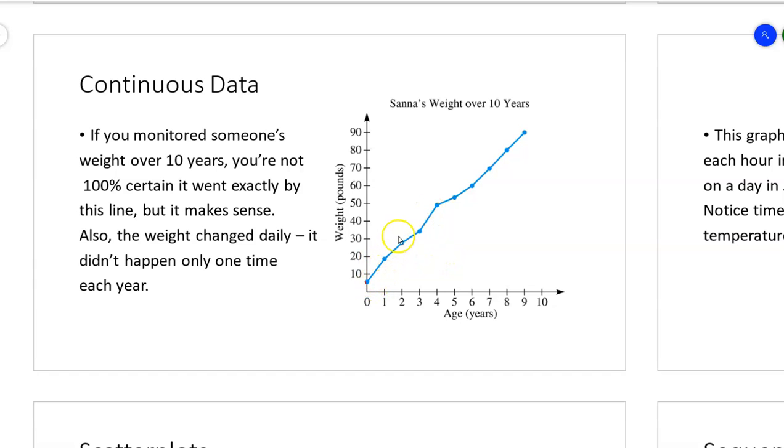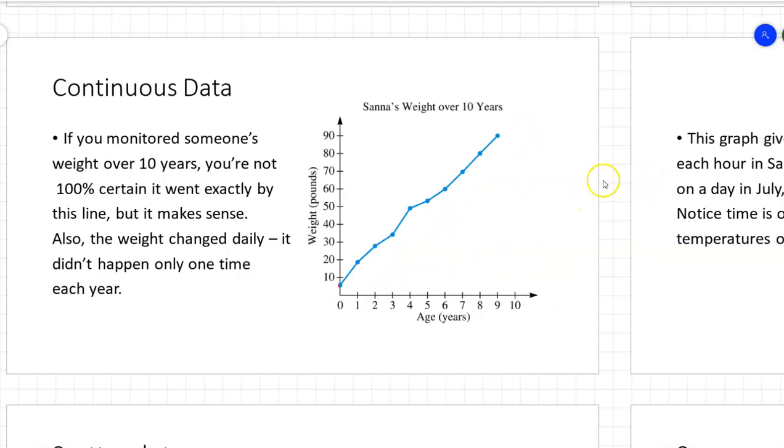And so you connect the dots with little segments because you realize that it didn't just happen once, right? They didn't gain all their weight for the year at one time, even though some days it feels like we might be able to. But no, little kids don't do that, right? They gain a little bit of weight, they gain some, they lose some. So over the course of a year, it's reasonable to connect the segments. So this is the person's weight over the course of 10 years.